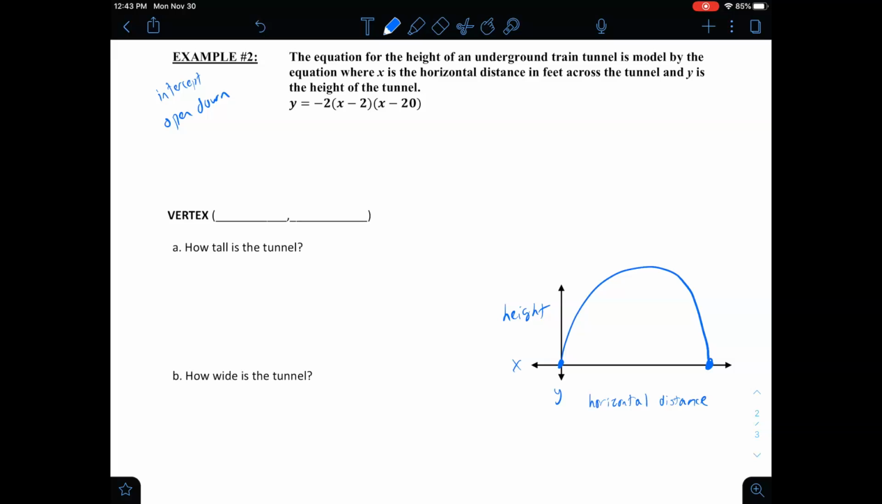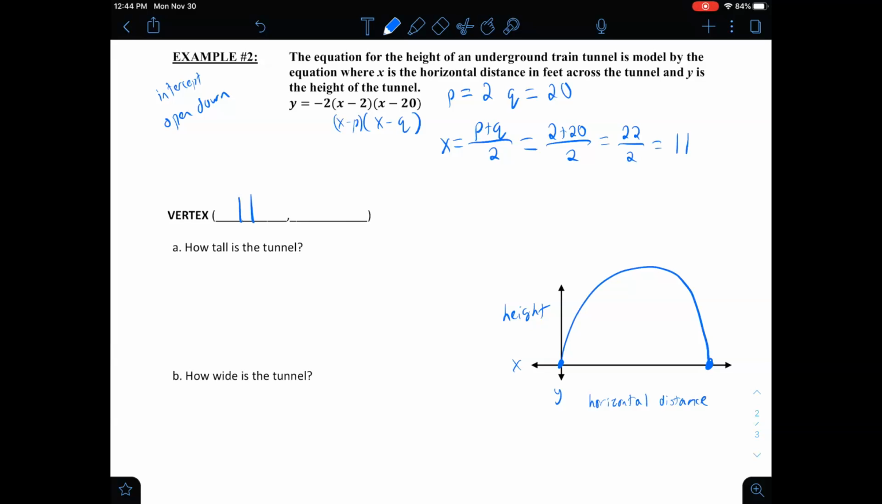Okay, so we need to find the vertex. Well, how do we find the vertex of something in intercept form? Well, we need our p and our q. So remember, it's x minus p times x minus q. So our p and q are 2 and 20. So the x coordinate of the vertex, x equals p plus q over 2. So we have 2 plus 20 over 2, which equals 22 over 2, which equals 11. All right, so 11 is the x coordinate of the vertex.